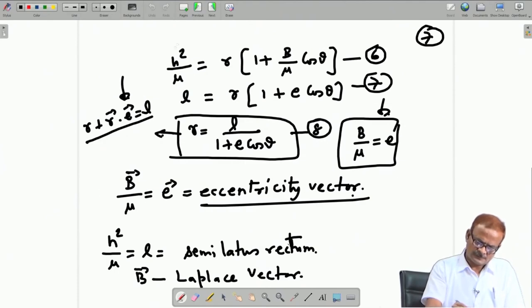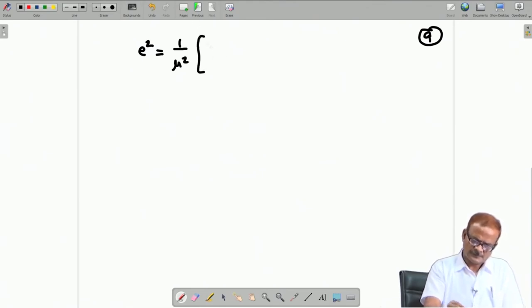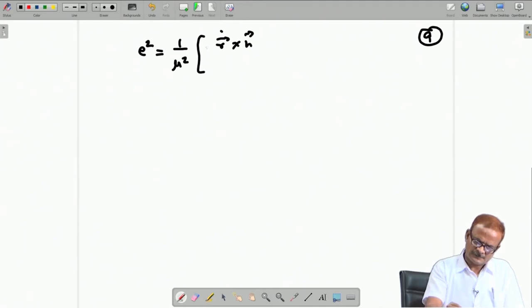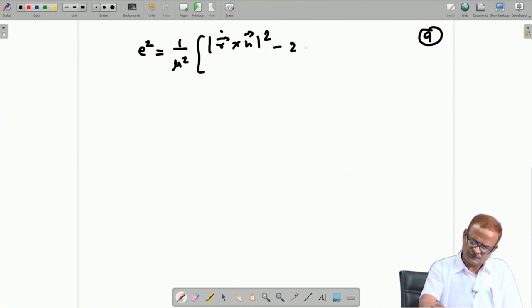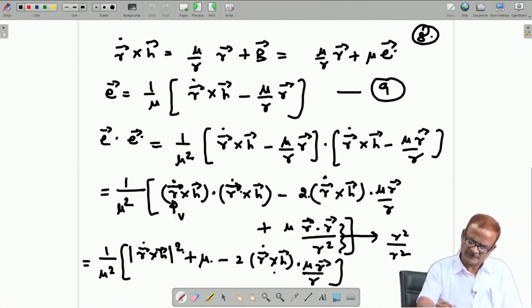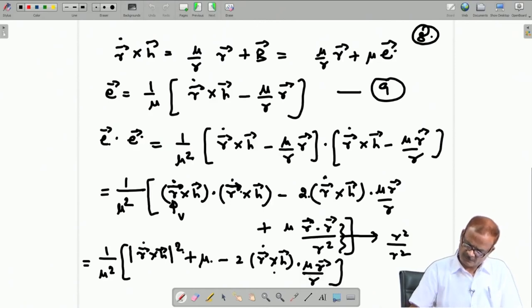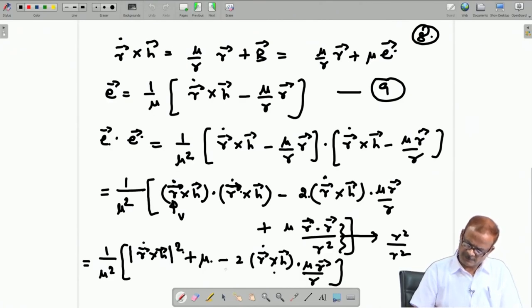So, the left hand side then becomes E square equal to 1 by mu square, and in bracket r dot h whole square, and from here we have minus 2 times, I am copying the previous thing, r dot cross h dot mu r by r. This is the dot product here, okay, and plus mu.